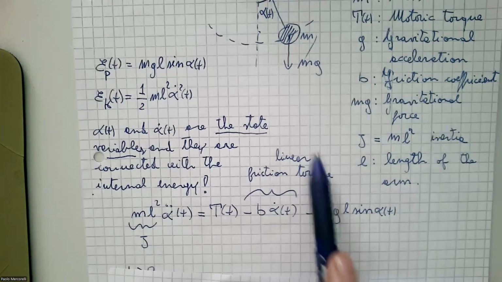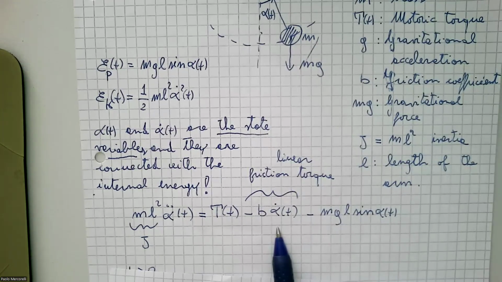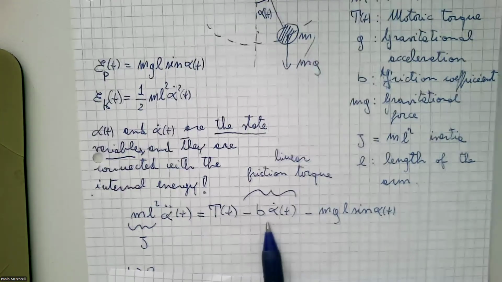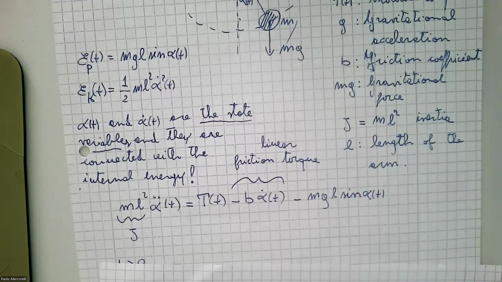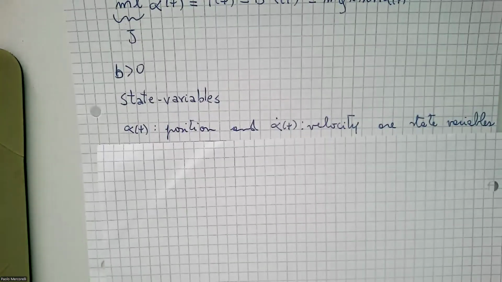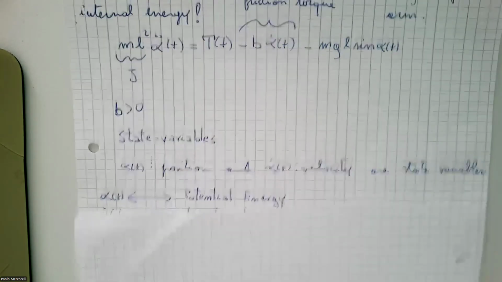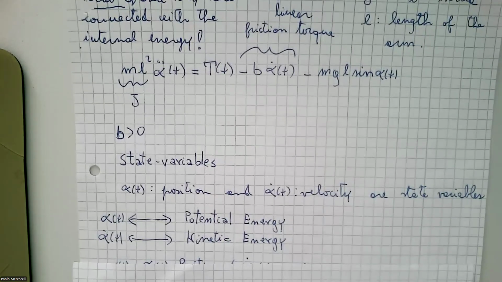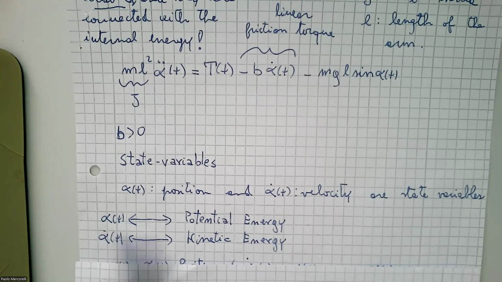As I told you, the linear friction torque, and this is, let me say, the potential torque, which is an energy. The torque is an energy, joule. I don't know if you remember. B is positive. We already defined the state variables, alpha and alpha derivative, because we have a correspondence, let me say, between position and potential energy and vice versa.